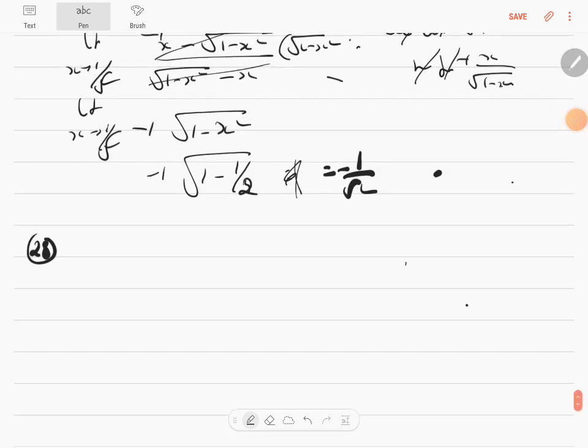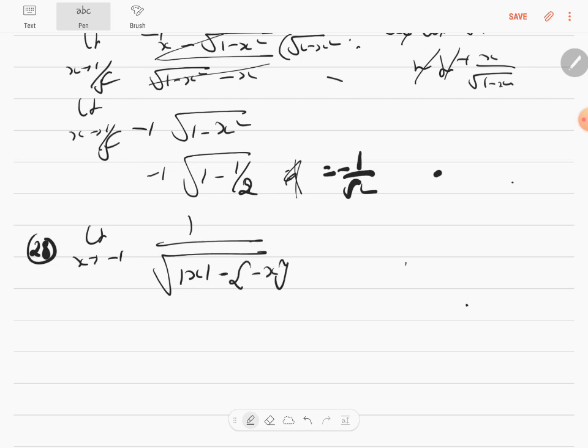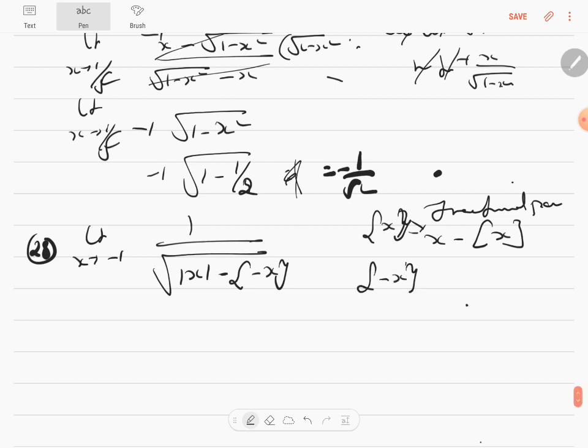It's the 28th question. Limit of x tends to minus 1 by root of mod x minus double bracket, where it's a fractional part, and you know fractional part means it's x minus greatest integer function of x. That is what a fractional part means. Okay, and the floor bracket just indicates this. If this floor bracket indicates this has got minus x, so it will be minus x minus the greatest integer function of minus x. So that's what this means.